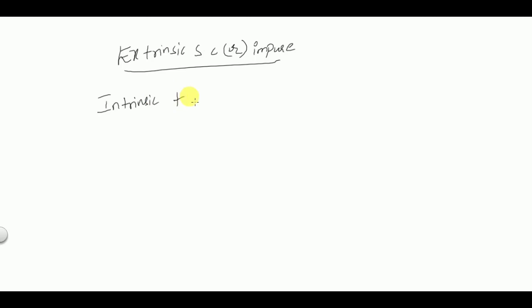Welcome back everyone. In this lecture we are going to learn about extrinsic semiconductors. Extrinsic semiconductors are also called impure semiconductors. If you add impurities to an intrinsic semiconductor, it becomes an extrinsic semiconductor. This process of adding impurities to the pure intrinsic semiconductor is called doping.